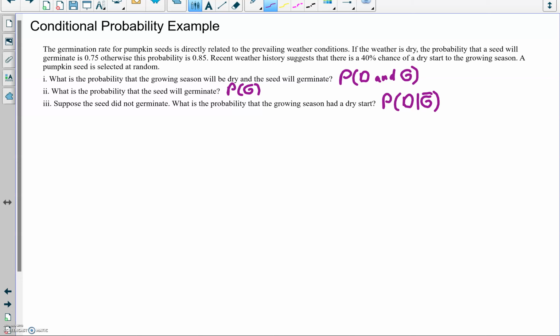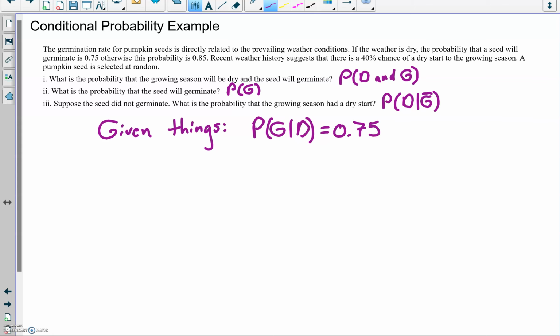They say if the weather is dry, the probability the seed will germinate is 0.75. If the weather is dry, that's a condition. So we have some given things. We have the probability that it germinated, given that it was dry, is 0.75. This was given to us in that second sentence. Otherwise, this probability is 0.85. What I'm taking away from that is, if it's dry, you get 0.75, and if it's not dry, you get 0.85. So the probability it germinates given that it's not dry.